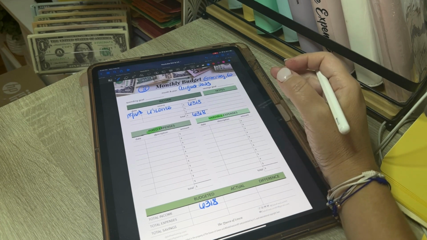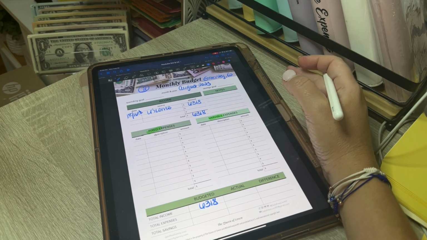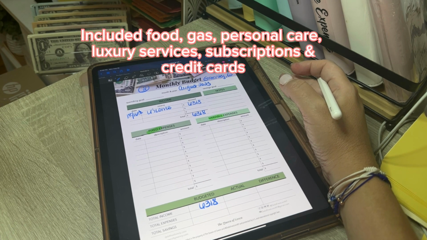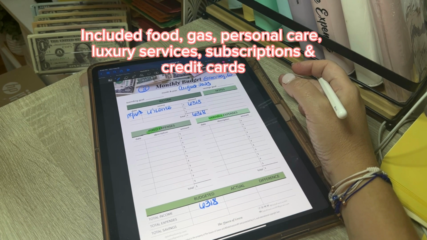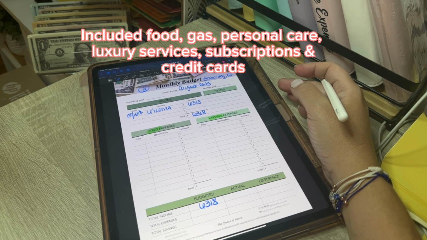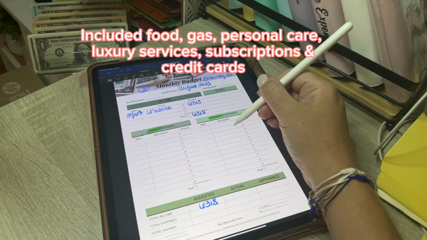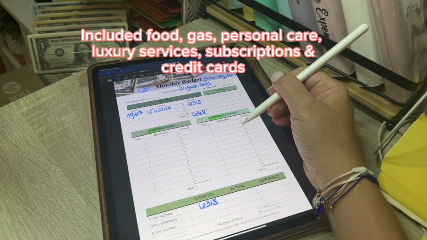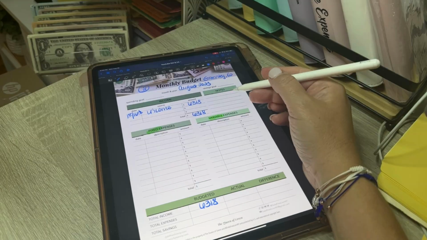Include all the things that you're spending money on that you would have to put a budgeted amount to. So like your food, your fuel, all your personal things. So getting your hair done, your nails done, if you get your house cleaned or your pool cleaned, all your subscriptions are going to go on here. And then the last thing that would go on here would also be your credit cards.